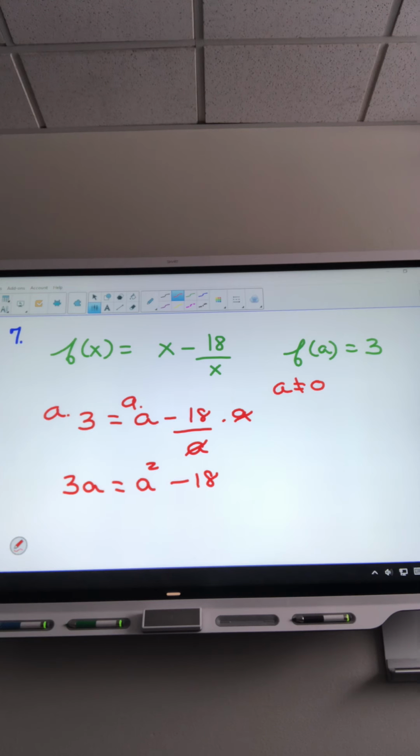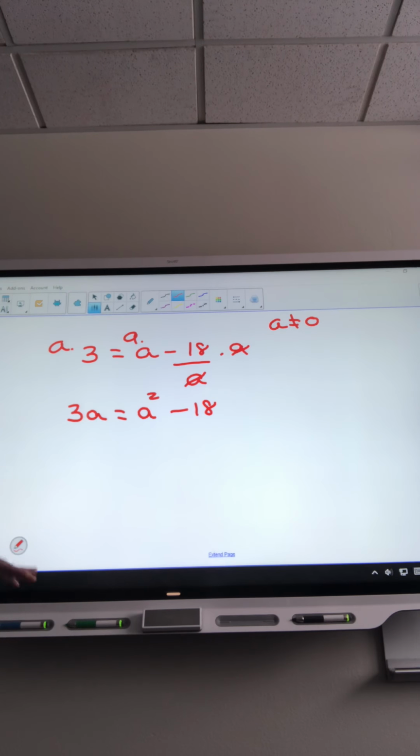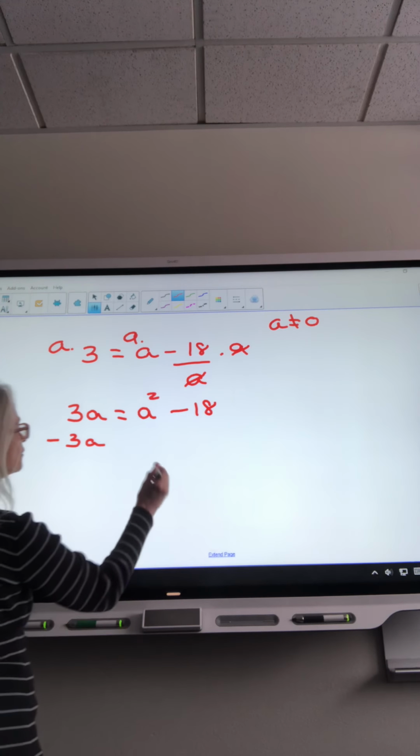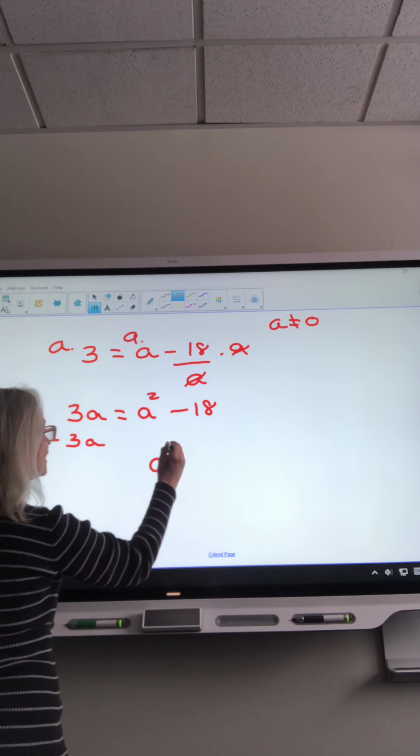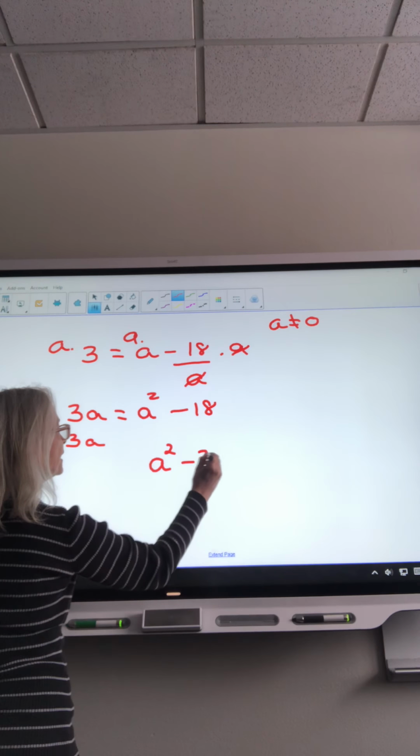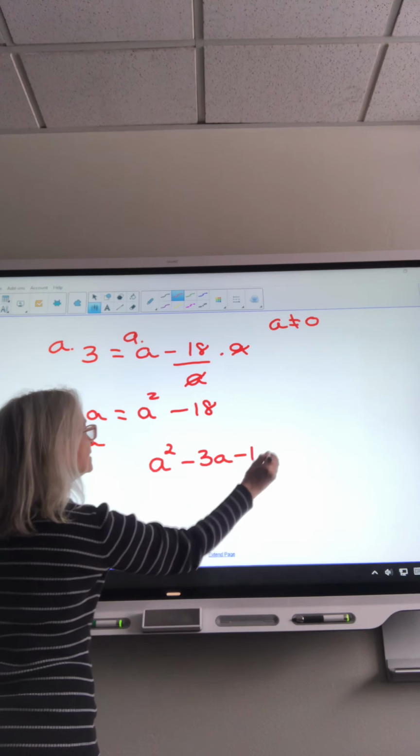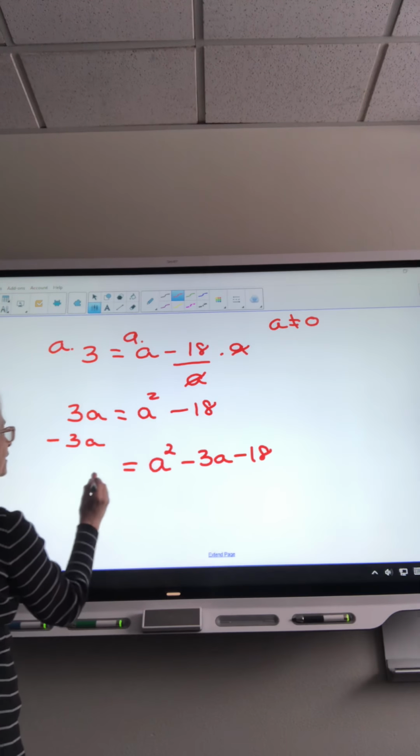This looks very, very much like a trinomial. So I hope you can kind of see that. The a squared and the 3a and the negative 18. So in order to make it a trinomial that we could factor, I'm going to take away a 3a. So then we've got a squared minus 3a minus 18 is equal to 0.